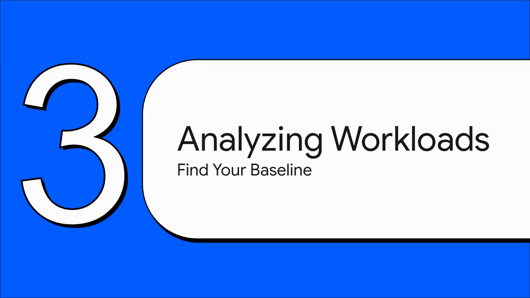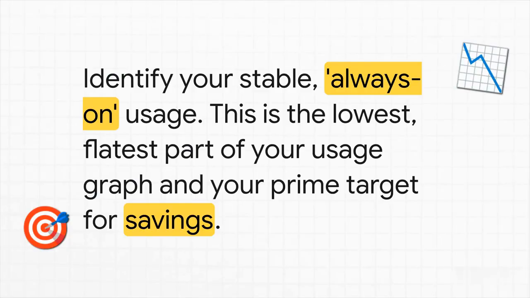All right, so we know what these tools are and why they're great. But now for the million-dollar question. How do you figure out how much to actually commit to in your environment? Your goal here is to become a kind of data detective. You need to look at your AWS usage graphs from the last month, maybe the last 3 months. You see that part at the very bottom of the graph? That flat line that your usage never ever dips below, even at 3 a.m. on a Sunday? That's it. That's your always-on usage.